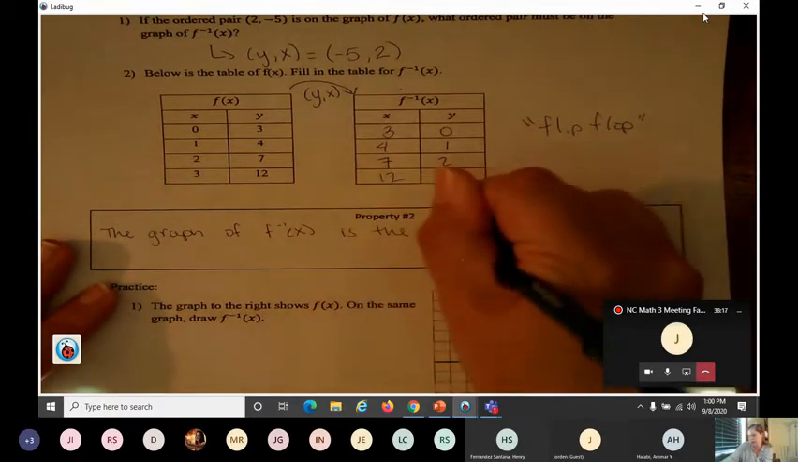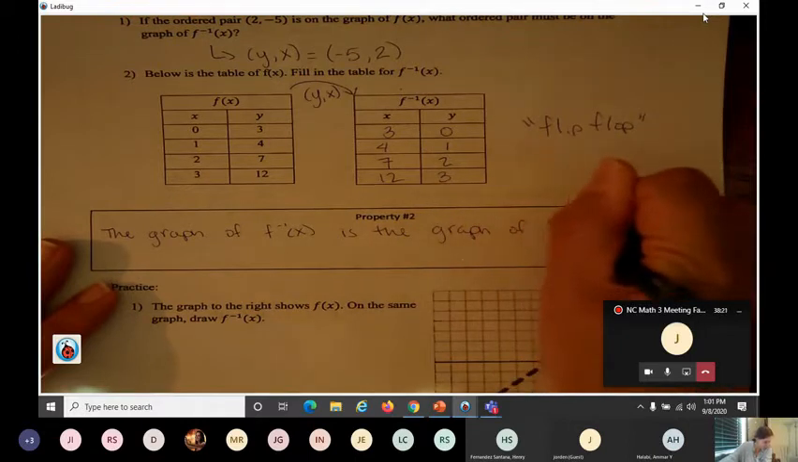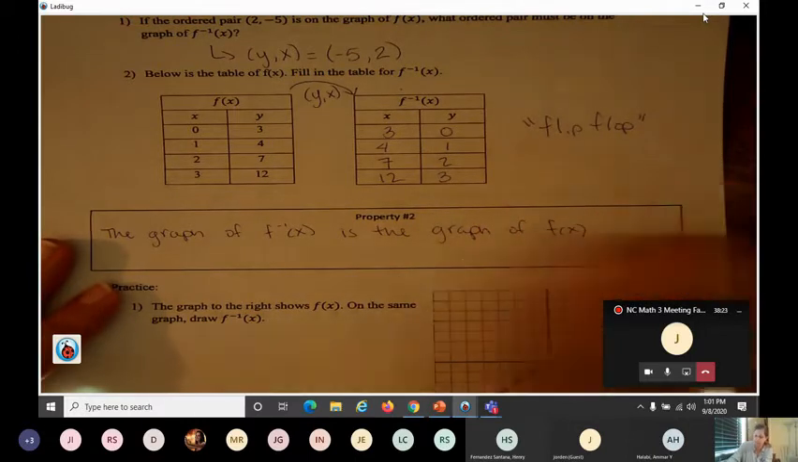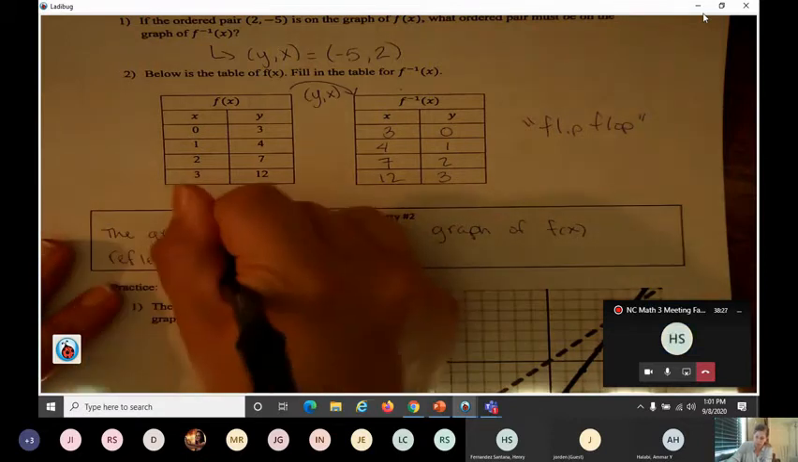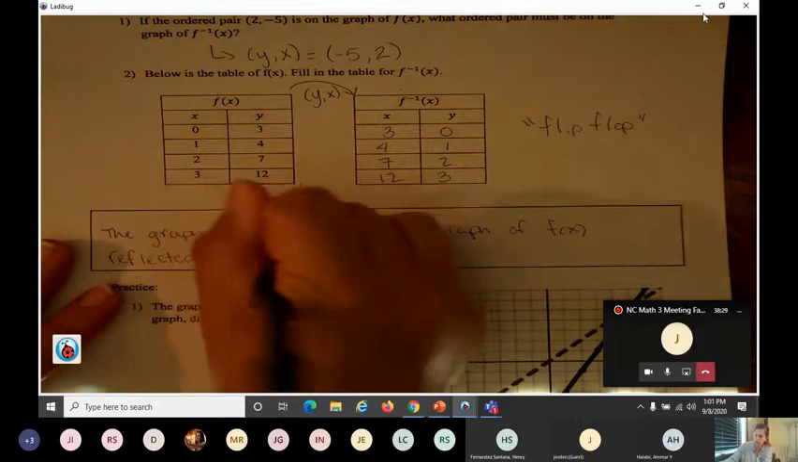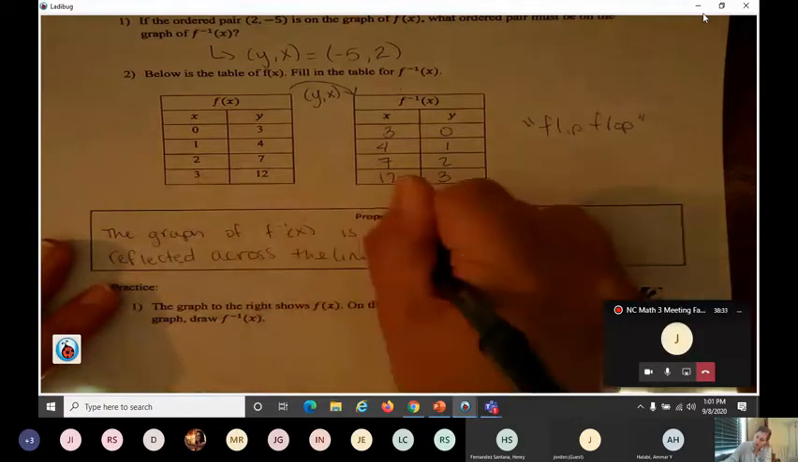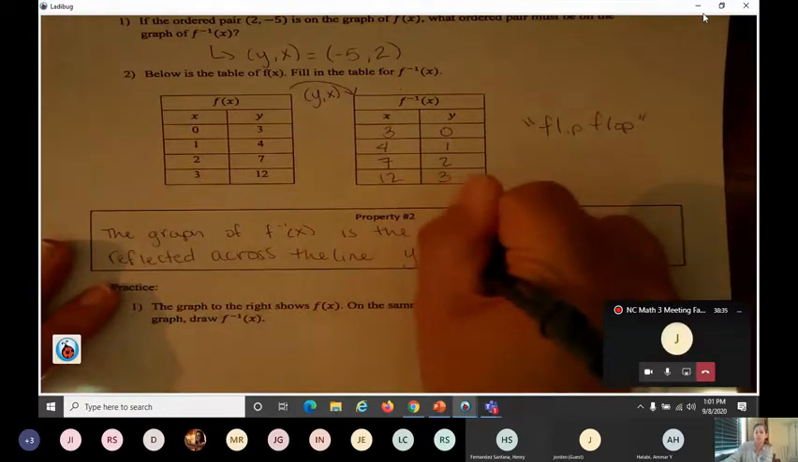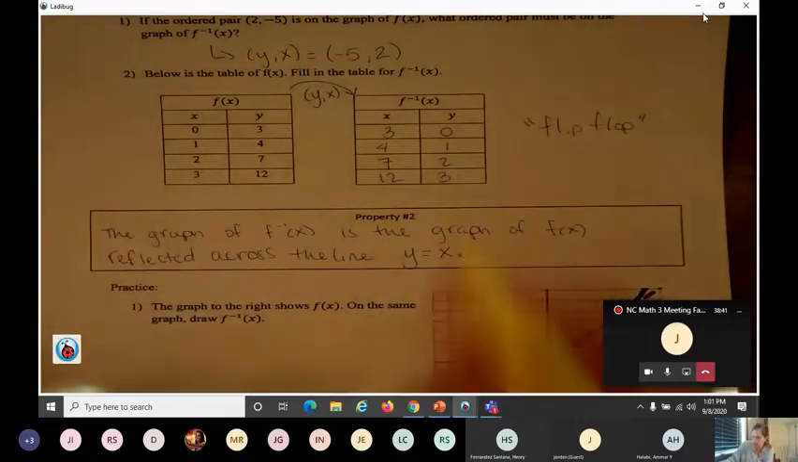the graph of f of x reflected across the line y equals x. Okay, so this line y equals x, I'm going to go ahead and highlight.